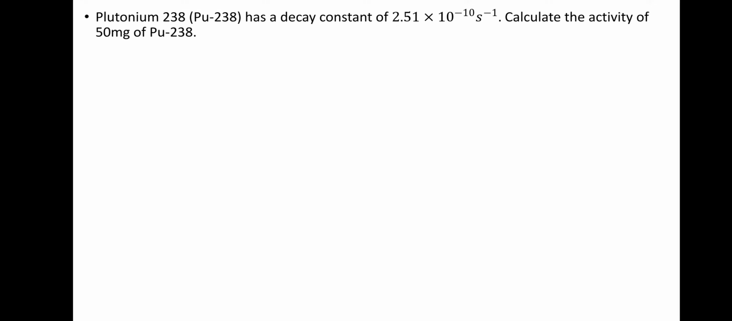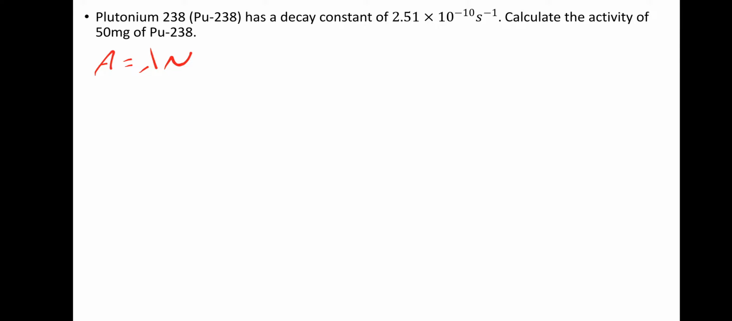Let's move on. So once I've got this question, try and figure this out, and then I'll take you through the answer. So Plutonium-238 has a decay constant of 2.51 times 10 to the minus 10 disintegrations per second. Calculate the activity of 50 milligrams of Plutonium-238. So we need to use the activity is lambda N. And what we can see is that we have the decay constant and just need to find the number of atoms that will be present within the sample.